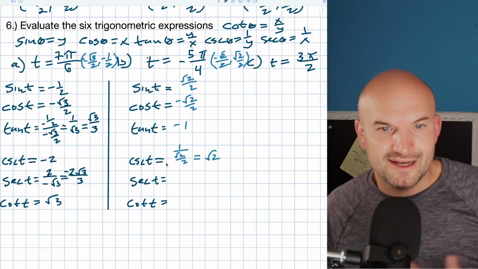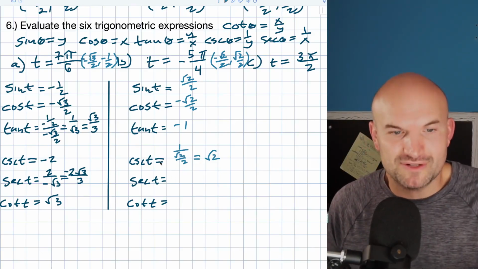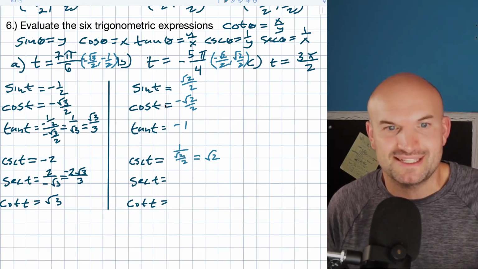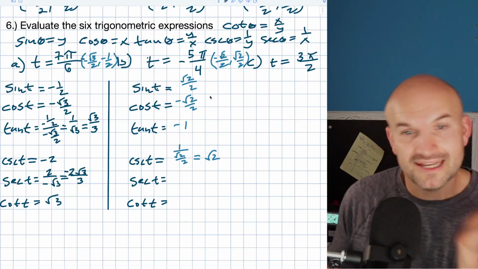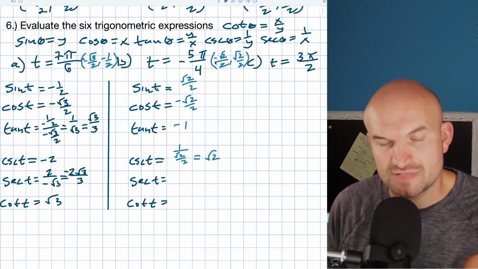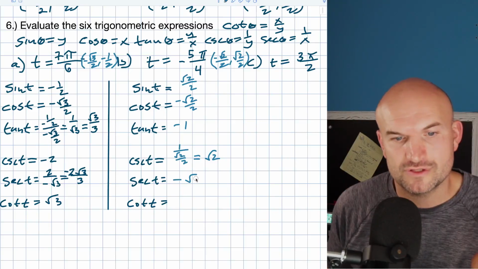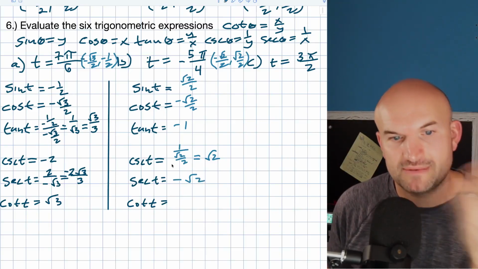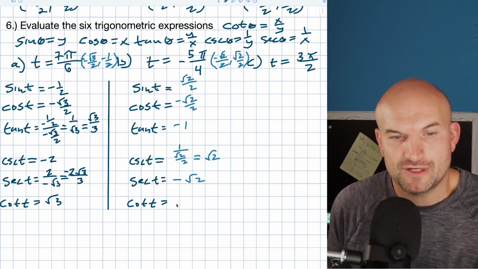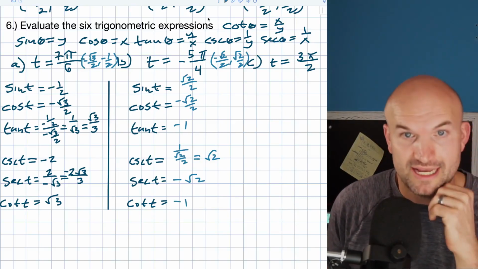Now, the cool thing about pi over 4 is whatever you get for cosecant, you're going to get for secant, right? They're basically the exact same answers. Except notice cosecant is negative, so that's negative square root of 2. And then cotangent is x over y, which is again the same thing over the same thing, so that's going to be negative 1.